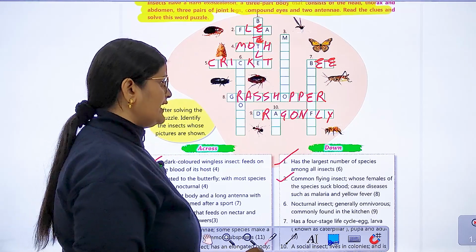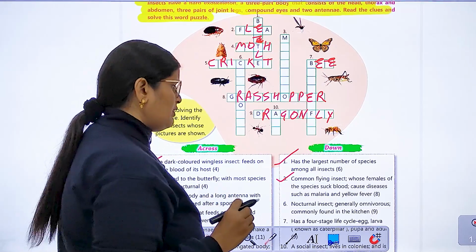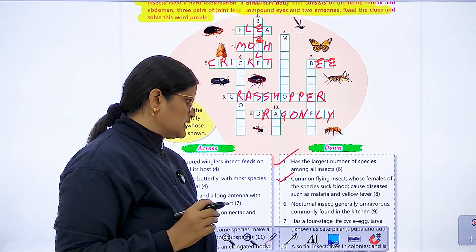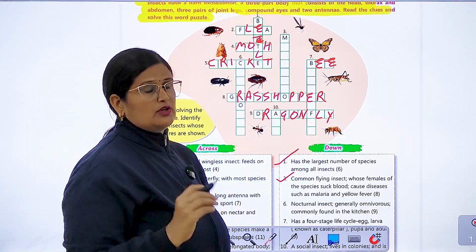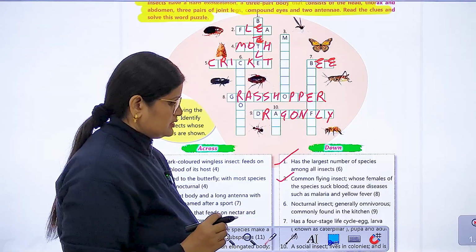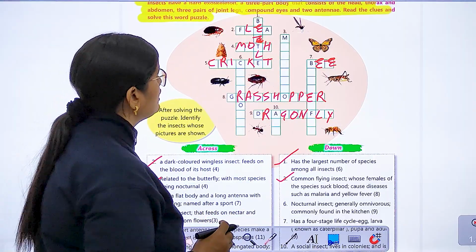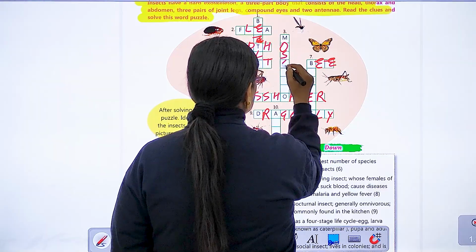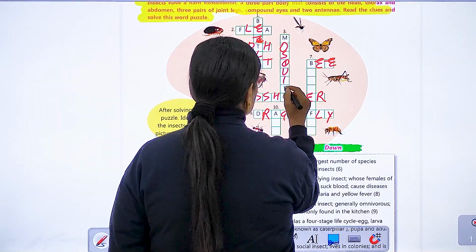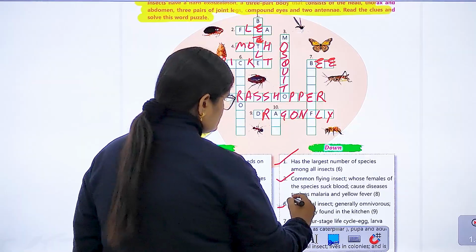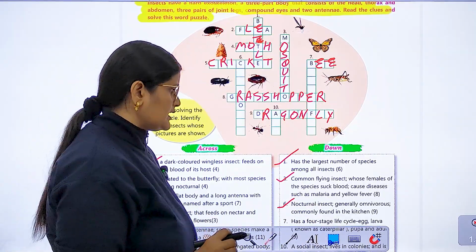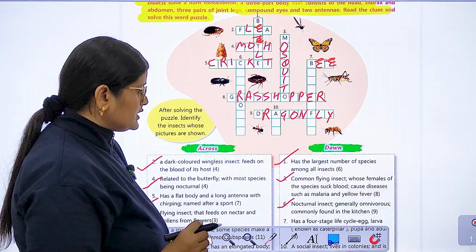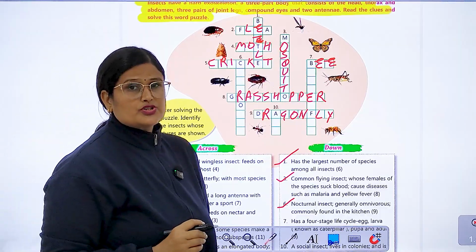3. Common flying insect whose females of the species suck blood, cause diseases such as malaria and yellow fever. Mosquito. Number 6. Nocturnal insect generally omnivores, commonly found in the kitchen. It is cockroach.